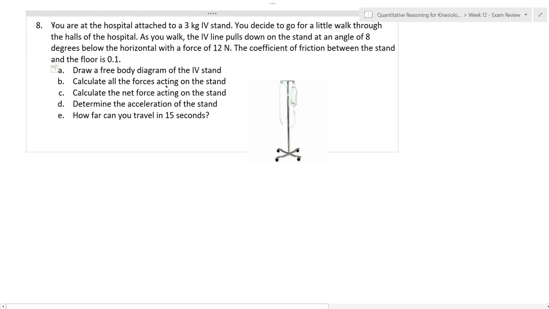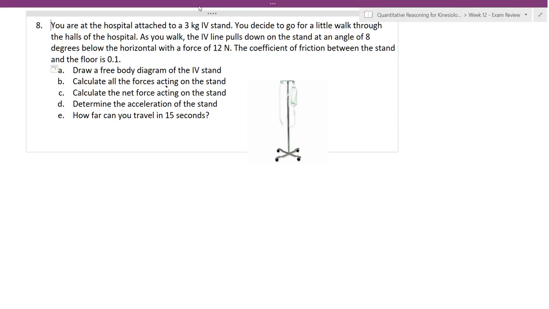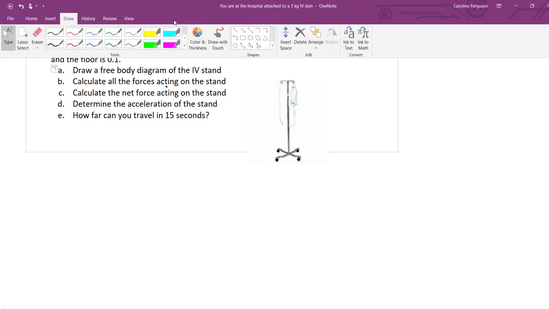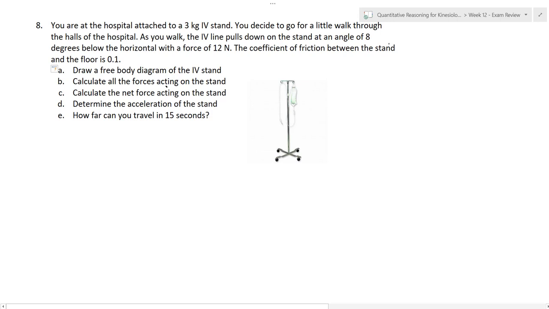Okay, so you're at the hospital and you're attached to an IV stand, which is 3 kilograms. You decide to go for a little walk through the halls of the hospital, and as you walk, the IV line pulls down on the stand at an angle of 8 degrees below the horizontal with a force of 12 newtons. The coefficient of friction between the stand and the floor is 0.1.